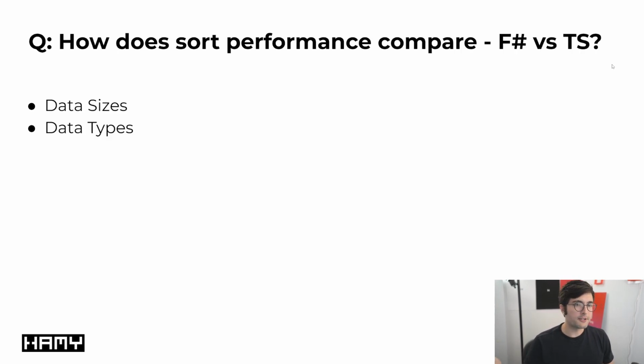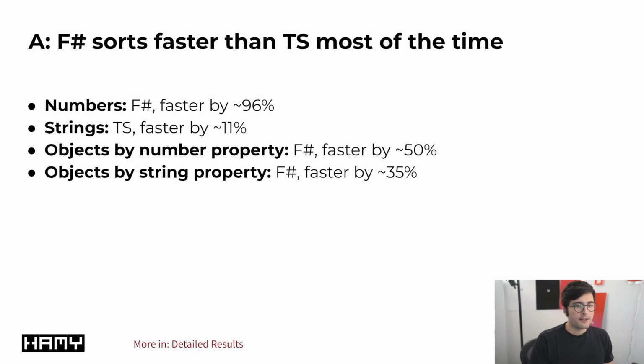And the question we're trying to ask is, how does performance compare? We need to have a domain to compare them in, so we're just going to choose sorting because that's where I have data. And we're going to try to compare this over a few different dimensions. We're going to do different data sizes and different data types because, as we'll see, that actually matters quite a bit. So the overall executive summary of this is that F# sorts faster than TypeScript in most cases, but it's actually pretty notable when it doesn't. And so this is kind of as expected.